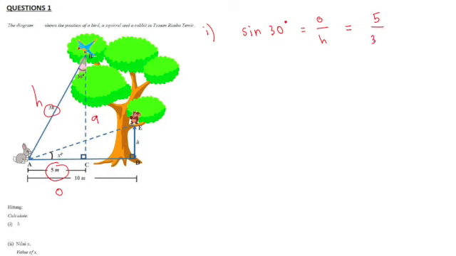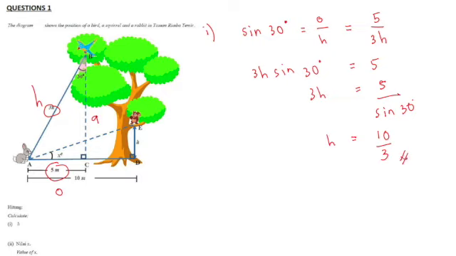Okay, that we want to find h, so I always tell my student to put h at the left side. So 3h times sine 30 degree is equal to 5. 3h is equal to 5 over sine 30 degree. So h is equal to 10 over 3. You just leave the answer like that, because we can write the answer in fraction or in decimal, but decimal is not accurate. So for this question, we just leave it with 10 over 3.